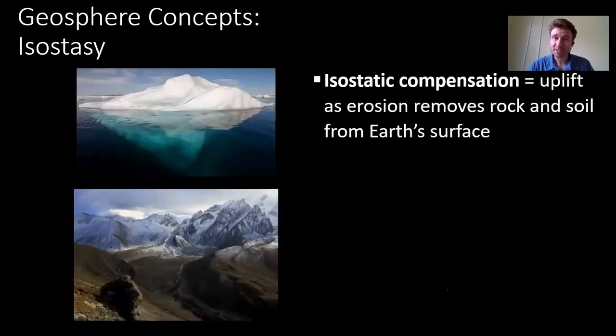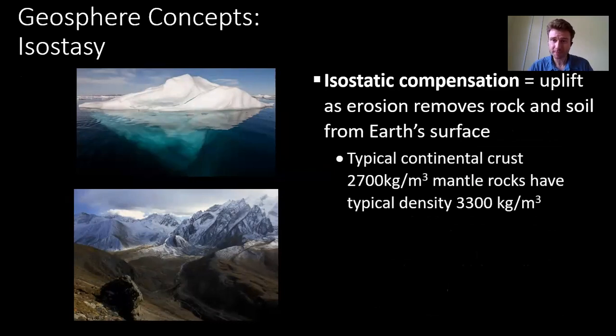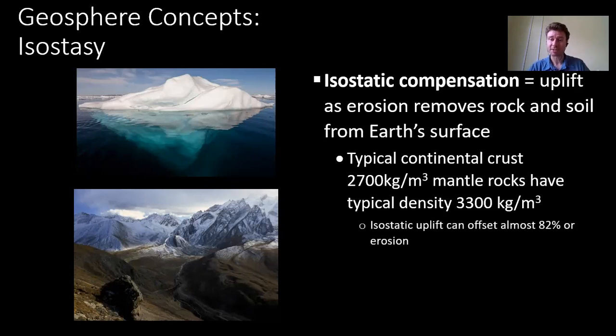So isostasy, we can think about isostatic compensation as uplift as erosion removes rock and soil from Earth's surface, right? So our typical continental crust is 2,700 kilogram per meter cubed. Is that right? No, it should be 2.7. I'll update this later, versus our typical mantle density being a lot denser rocks, right? So then this uplift can offset about 82% of our erosion, right?